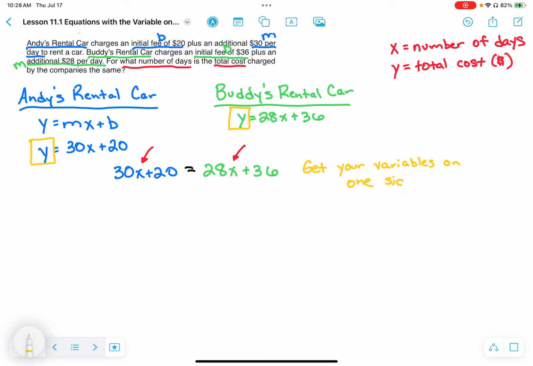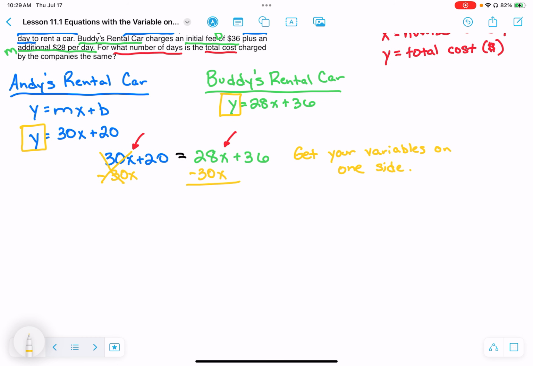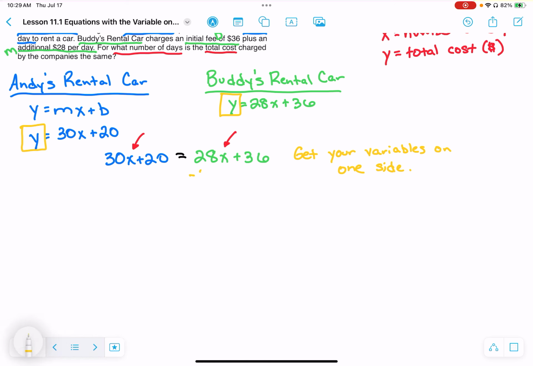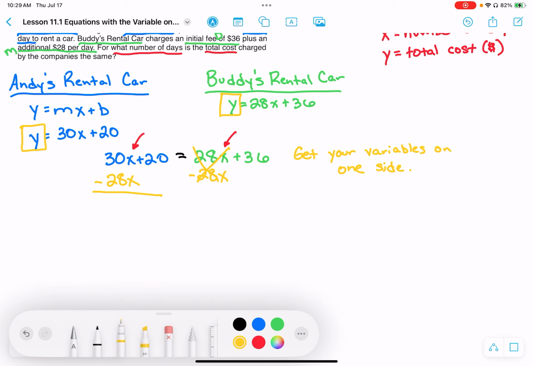We've got a variable of 30x on the left side, and we've got a variable of 28x on the right side. So one thing we could do is subtract 30x on both sides of this equation. Subtracting 30x on both sides will cancel the x's here and leave us with only x's on the right side of the equation. That would get all of our variables on one side. The other way we could do it, you can probably see it, is subtract 28x on both sides. And this would do the opposite. This would eliminate the variables on the right side and leave us only with variables on the left side, which also accomplishes our goal of getting our variables on one side.